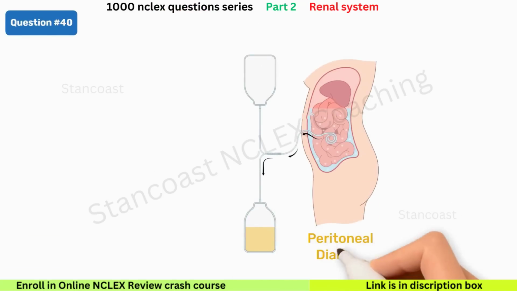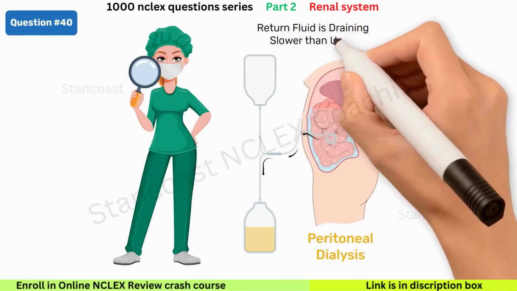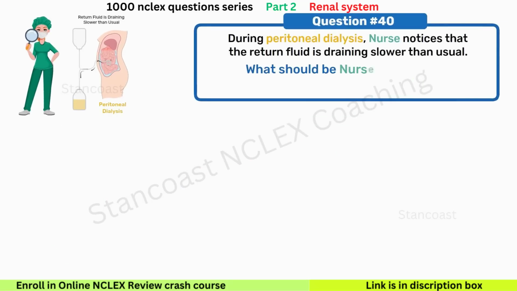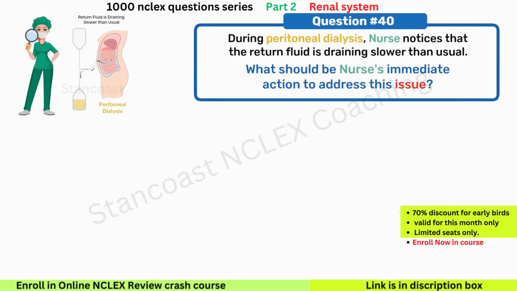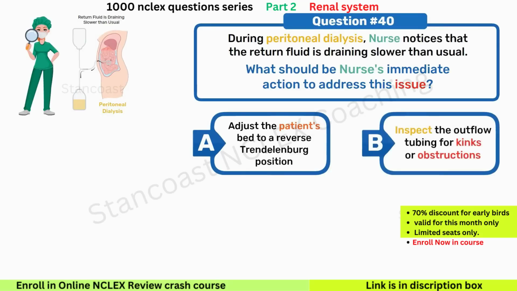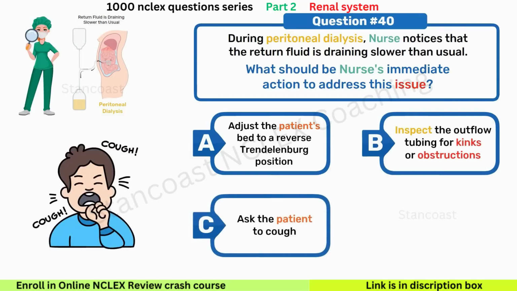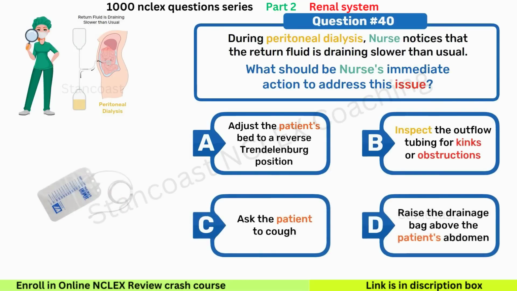During peritoneal dialysis, the nurse notices that the return fluid is draining slower than usual. What should be the nurse's immediate action to address this issue? A. Adjust the patient's bed to a reverse Trendelenburg position. B. Inspect the outflow tubing for kinks or obstructions. C. Ask the patient to cough. D. Raise the drainage bag above the patient's abdomen. Correct answer is B. Inspect the outflow tubing for kinks or obstructions.